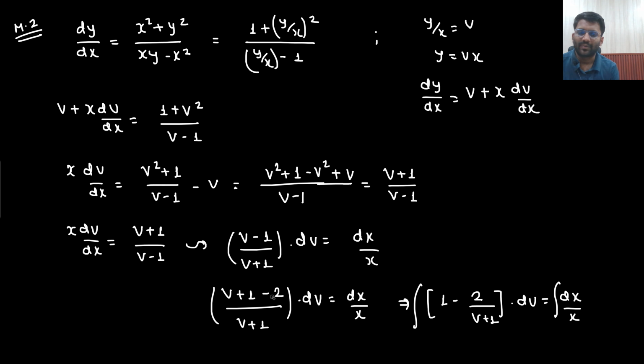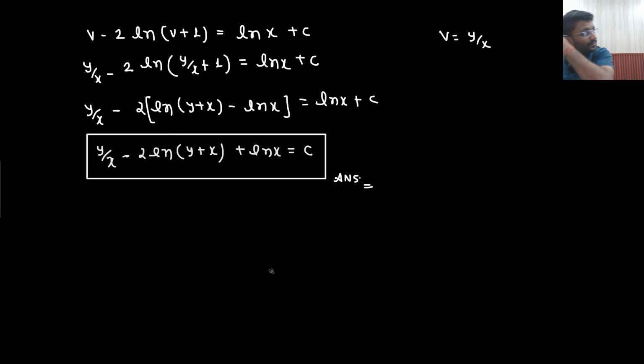(v minus 1) upon (v plus 1) dv equals dx by x, (v plus 1 minus 2), 1 minus 2 upon v plus 1, so v minus 2 ln(v plus 1) equals ln x. v is y by x, so y by x minus 2 ln(y by x plus 1) minus ln x equals c. Yeah, that's it. So next we will see type 6 as well.